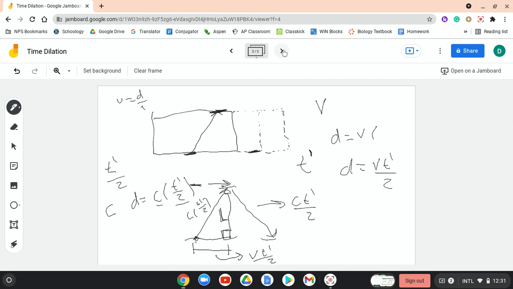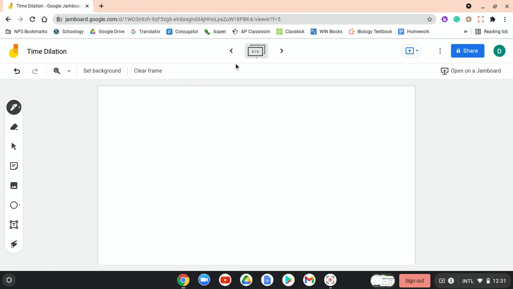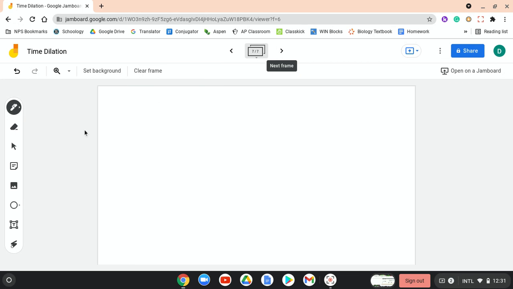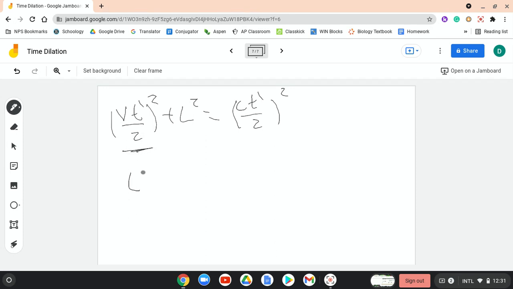And now we can use the Pythagorean theorem to relate the things together. We see we have a leg here, and a hypotenuse here. We can relate them with the Pythagorean theorem by saying (v t prime over 2) squared plus L squared equals (c t prime over 2) squared. All right, I'm going to subtract this from both sides. I'll get L squared equals (c t prime over 2) squared minus (v t prime over 2) squared.